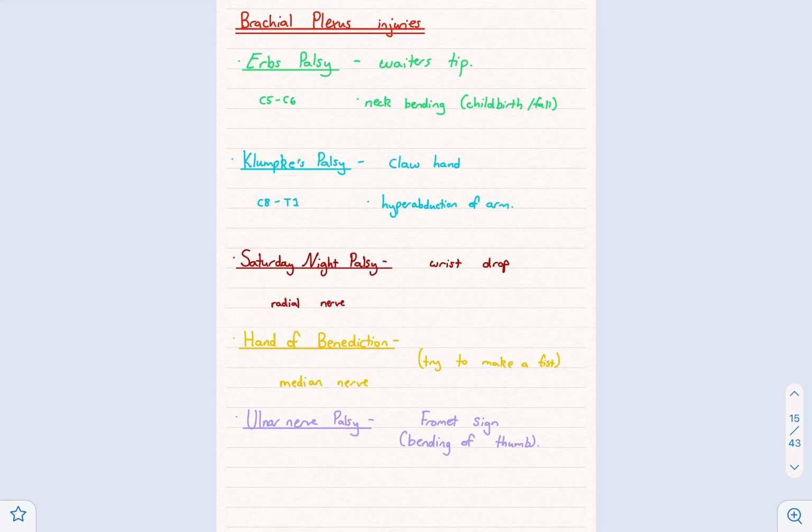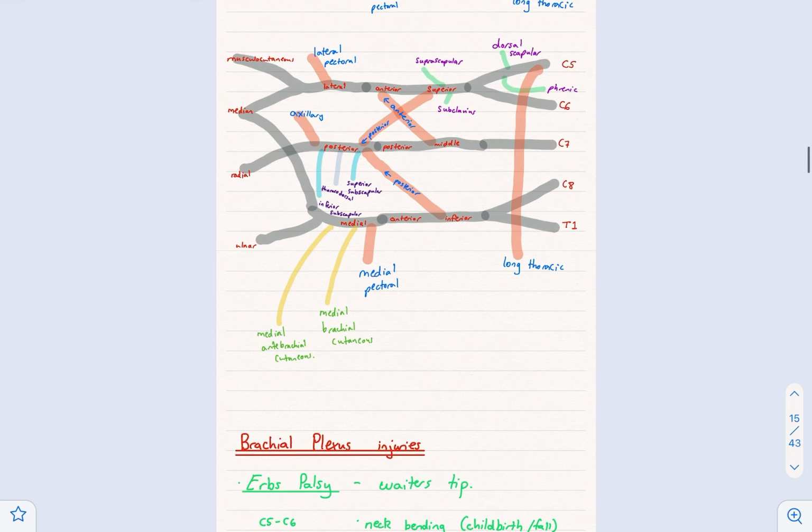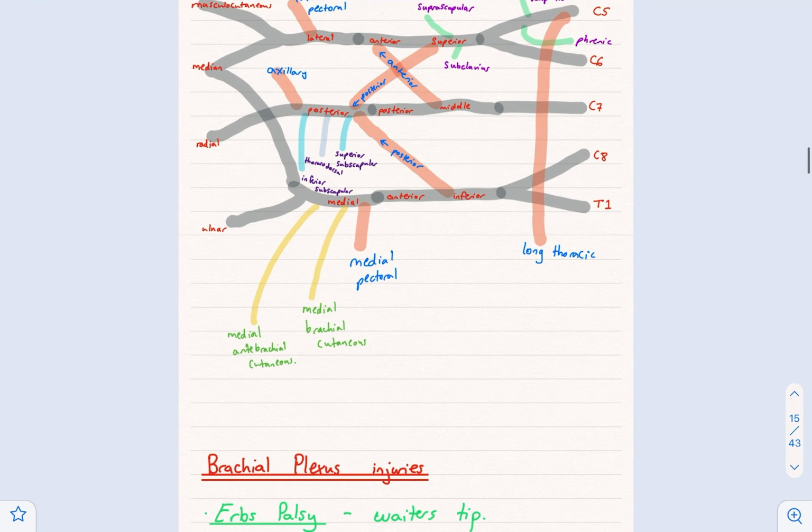What these do is they test your understanding of the brachial plexus. What you want to be able to get to the point is where you can look at a brachial plexus, or actually you don't even need to look at it, you just know it, and you can go, oh, okay, at this level, there's some kind of problem.